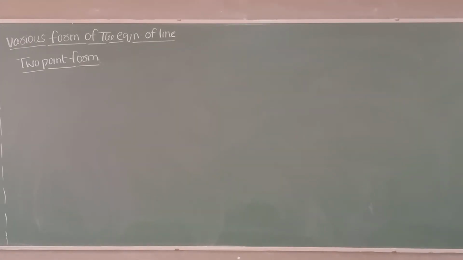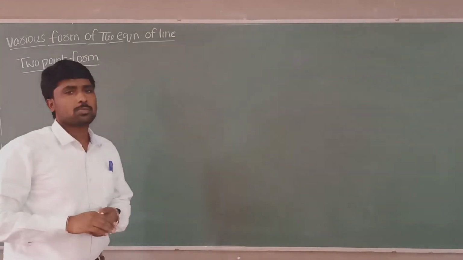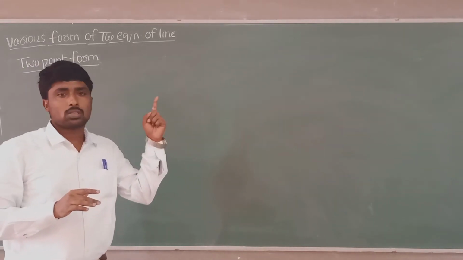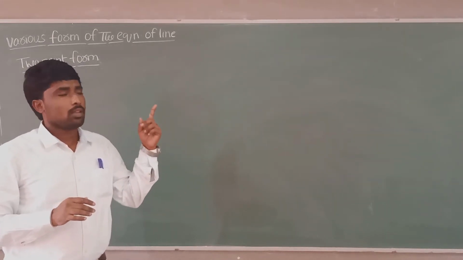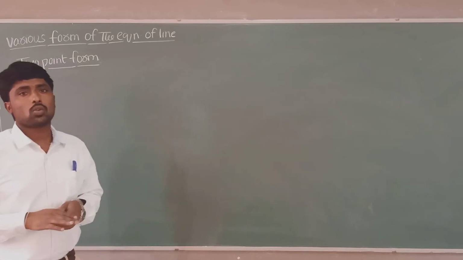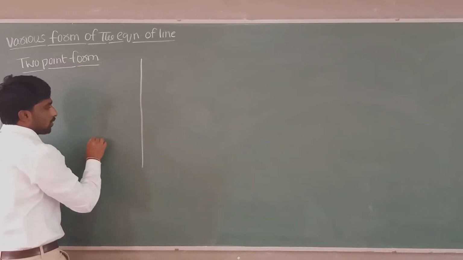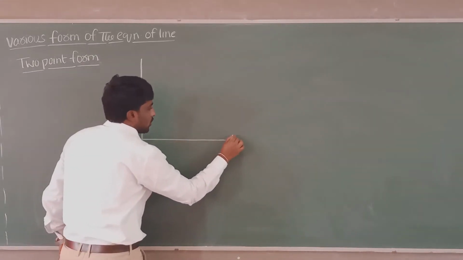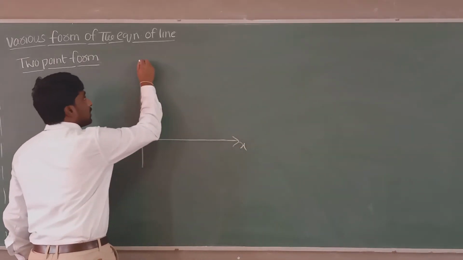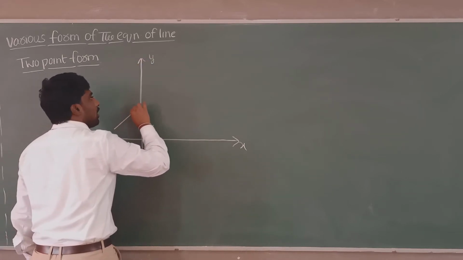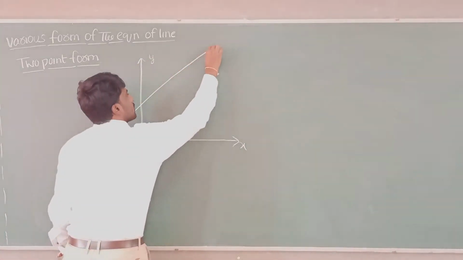The next one is the two-point form. Two-point form means the line is passing through two fixed points. Previously, the line was passing through only one fixed point. Now, the line is passing through two fixed points. So, the diagram will be like this. Guys, all of you listen very carefully. This is the x-axis, this is the y-axis. A non-vertical line like this.